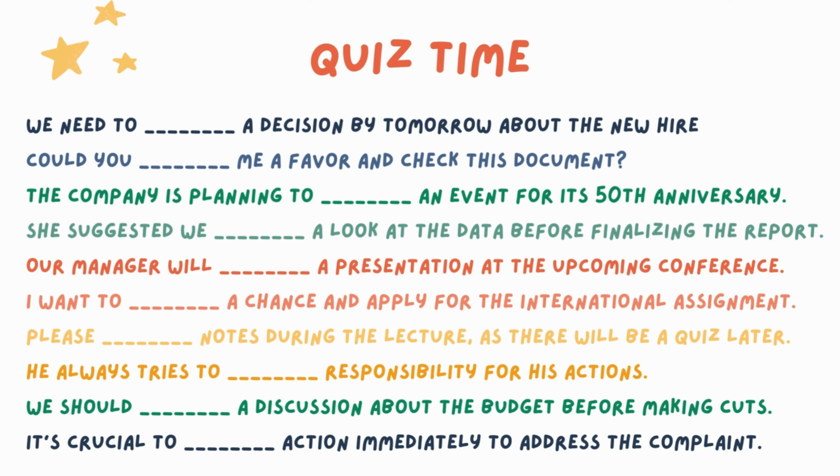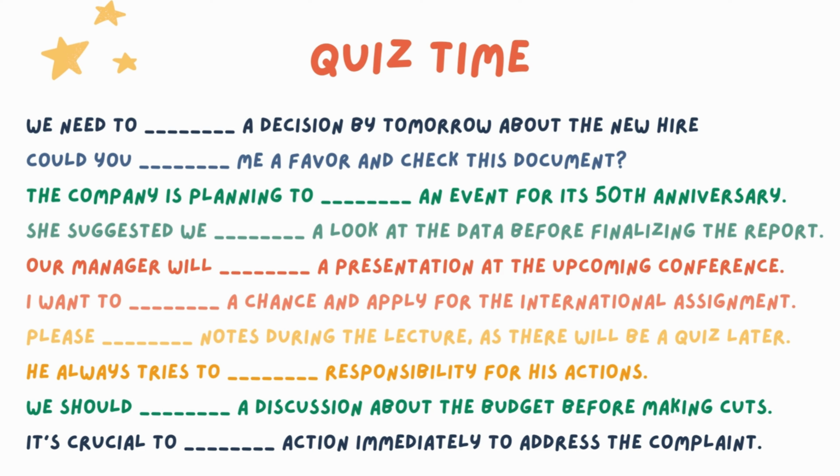We need a decision by tomorrow about the new hire. What do we need to do? Yes, we need to make a decision by tomorrow. Let's go to number 2. Could you something me a favor and check this document? What's the right verb here? Could you do me a favor? Yes, and check this document.